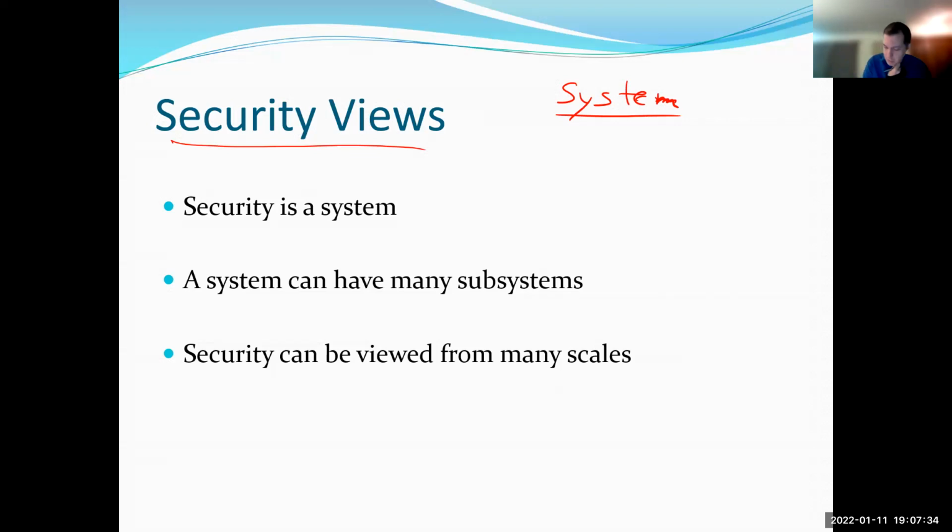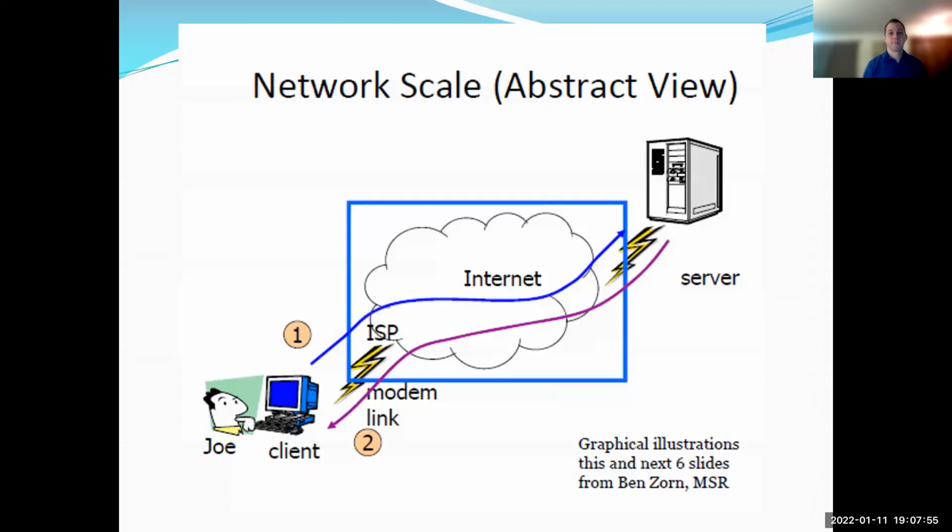Security is a system. A system can have many subsystems, as you know, right? This is where you can imagine you're zooming in to get a deeper view. So a system can have many subsystems, and security can be viewed from many scales. For instance, here we have the network scale. This is an abstract view. So we can look at it from this view.